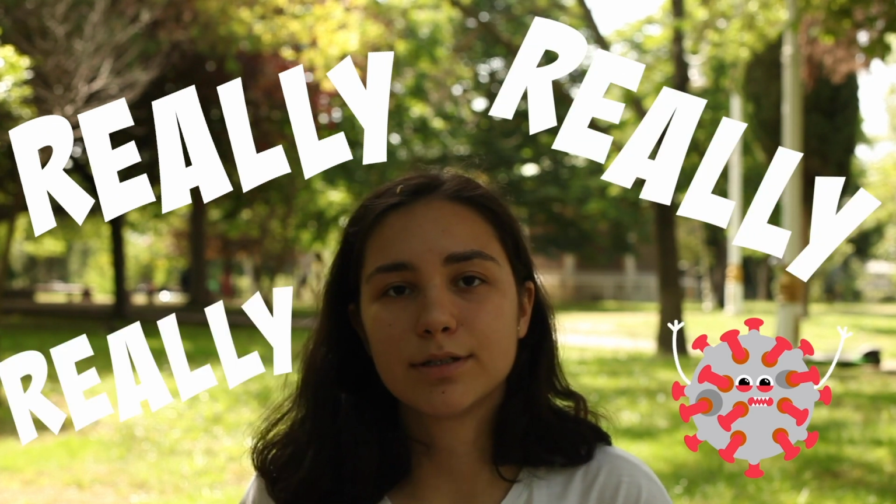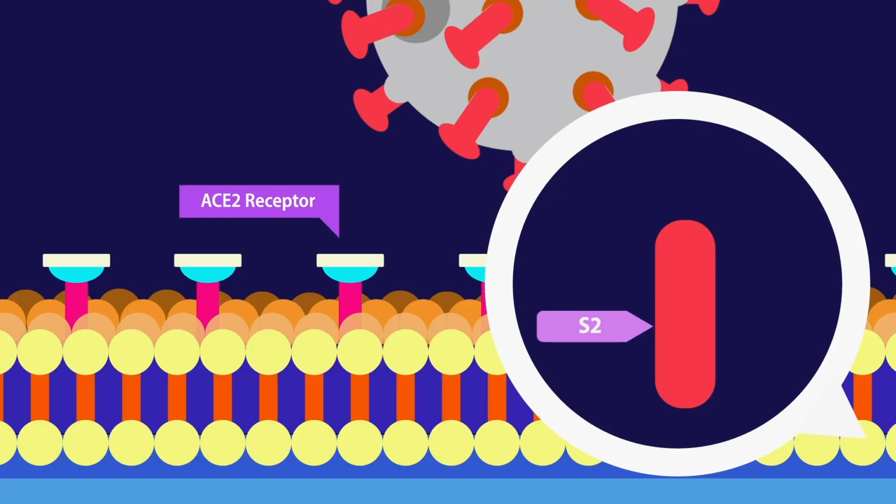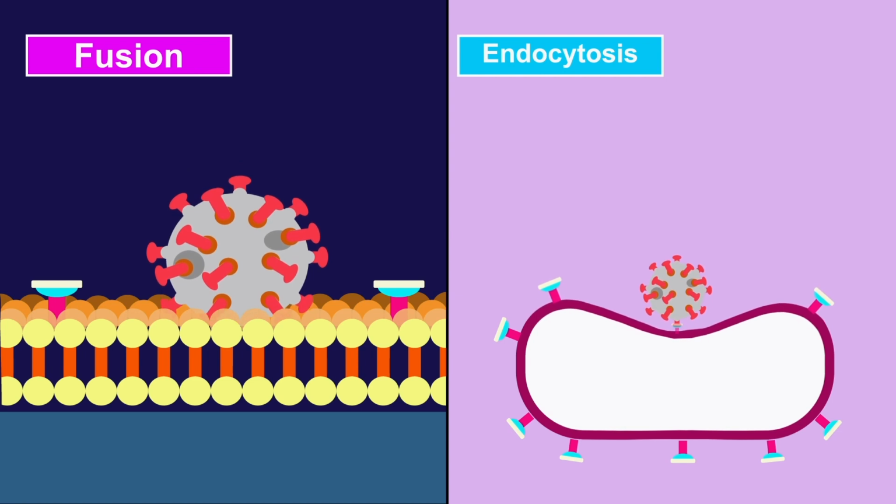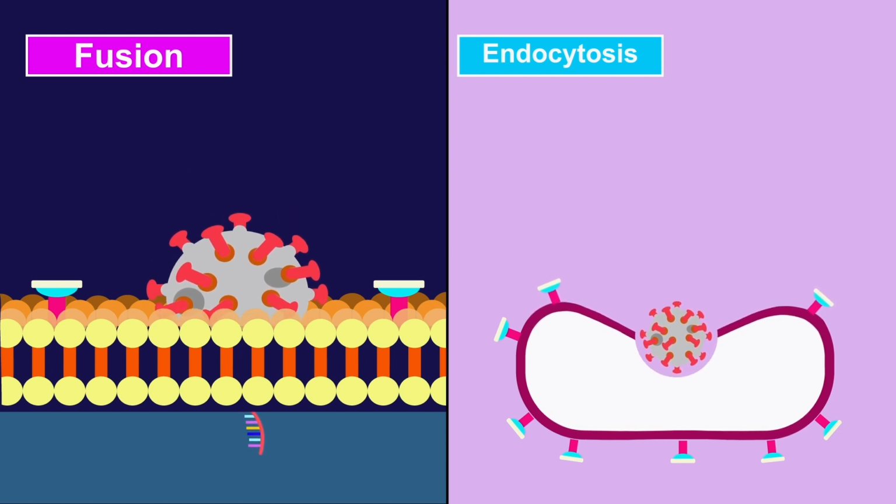This makes him really angry. Robert activates his spike protein's S2 subunit with a sudden outburst of anger. The activation of the S2 subunit makes him fuse with the cell membrane or enter the host via endocytosis.